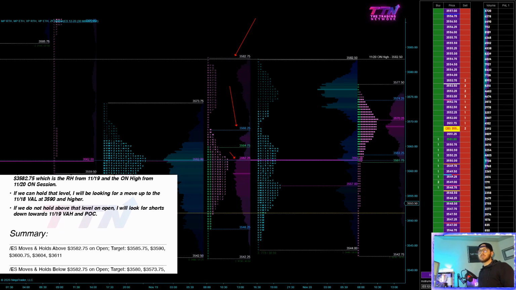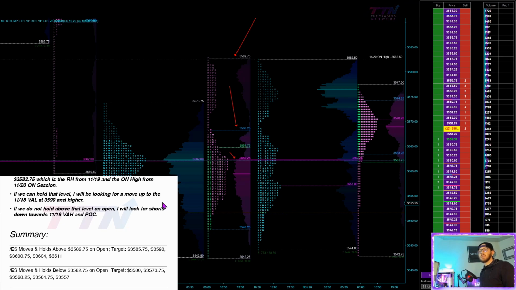So now if we move down into the summary, just give me one sec, let me adjust this. You can see that we have some targets here to the upside and to the downside. Now based on this line in the sand of 35.82, my upside targets, just to reiterate, were going to be 85, 90, 3600, 3604, and 3611. None of those got hit because we were not able to move above that 35.82 level. Because we held below that 82 level, my downside targets got hit very, very nicely.